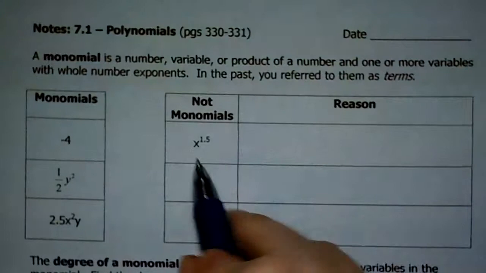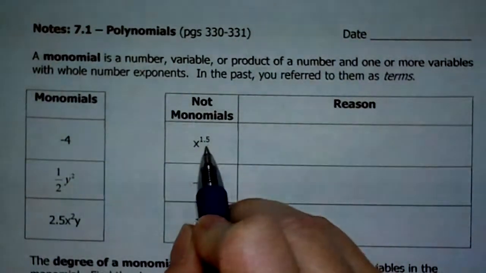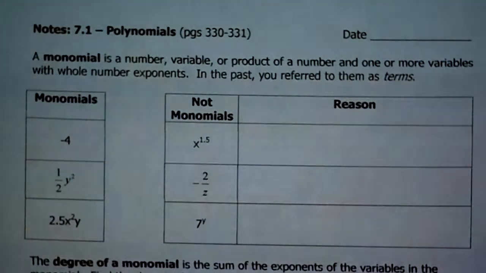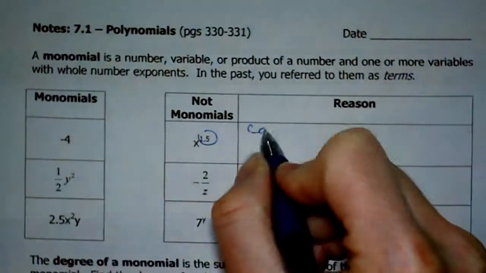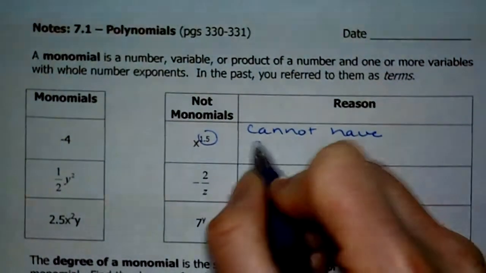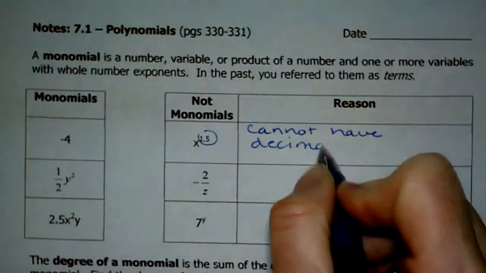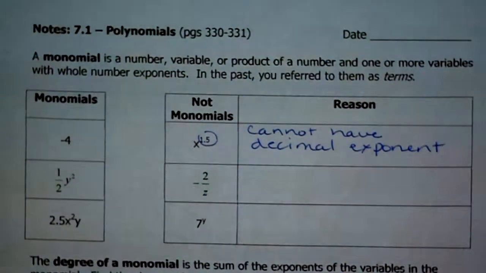So right here, I have x to the 1.5 power. That's not a monomial. Why? Well, you can't have a non-whole number exponent. So we can say here that you cannot have a decimal exponent. You should write that. Everything I write, you should write.